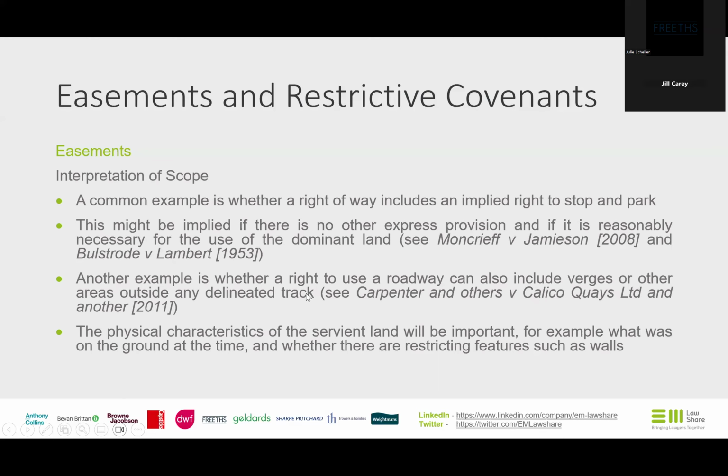When you're trying to establish the scope of an easement, the physical characteristics will be important. So the court will consider things like what was on the ground at the time, width of gateways, the width of the track, that sort of thing.